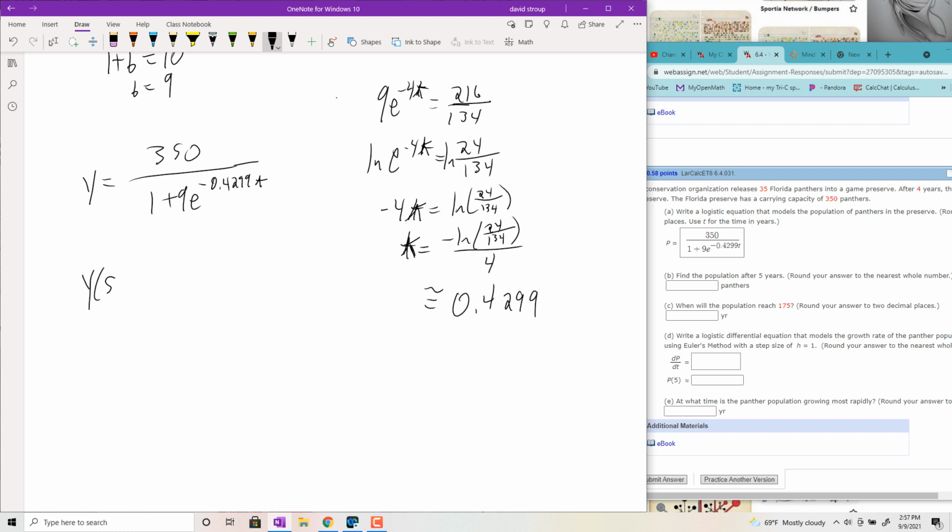So y of 5, and I'll plug it and chug it in my calculator. 350 divided by 1 plus 9e to the negative 0.4299 times 5. The denominator gives us 170 Panthers. Now to the nearest whole number, 171.